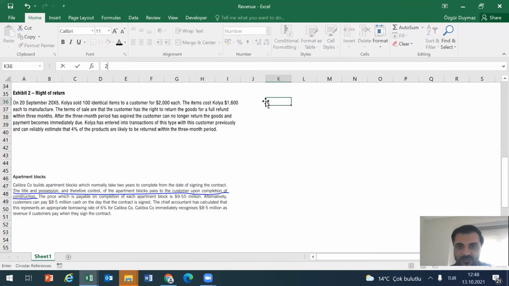On September 20, 2015, debit trade receivable. It was 2,000 each, multiplied by 100 items. Trade receivable would be 200,000.